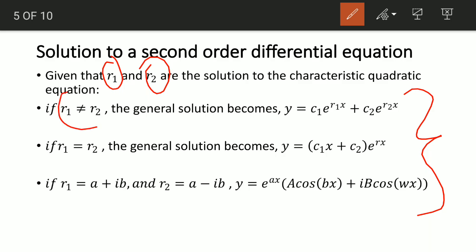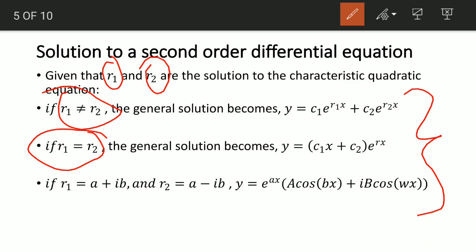If R1 is not equal to R2, that means if the roots are not equal, then your general solution will be y equal to C1 exponential R1x plus C2 exponential R2x. But if R1 is equal to R2, that means if the roots are equal, then the general solution will be y equal to (C1x plus C2) all times exponential Rx. There is a way you can still confirm that your answer is correct.